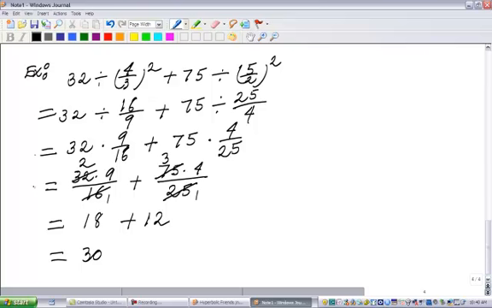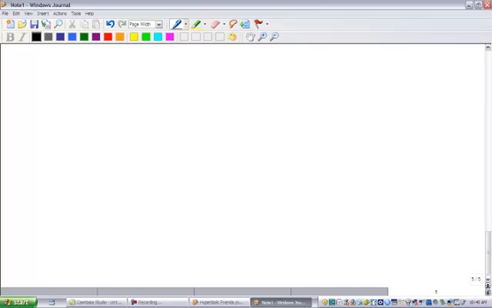I divide the denominator by 25, I get only 1 left. Okay, so that finishes section 2.4. Okay, the next section is section 2.5.